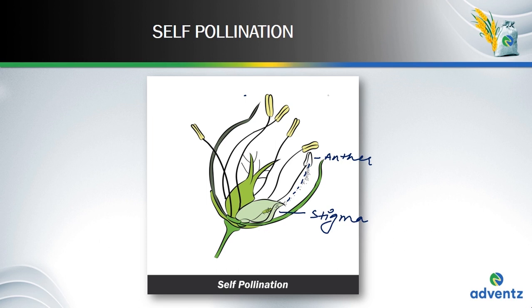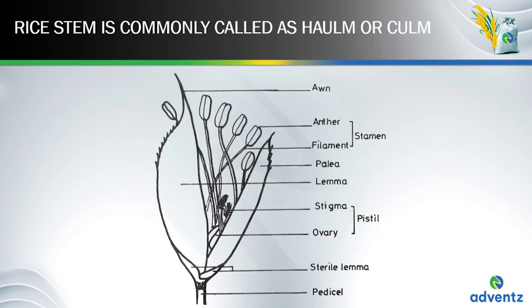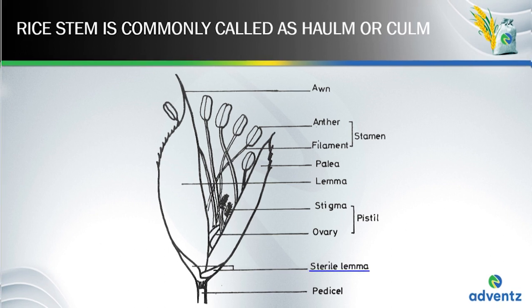Sometimes the pollen is transferred from the anther of the flower to the stigma of a genetically identical flower of the same plant or clone. Rice stem is called haulm or culm. So this stem that we see right here is called a haulm or a culm. A spikelet is a floral unit which consists of two sterile lemmas, a lemma, a palea, and the flower.